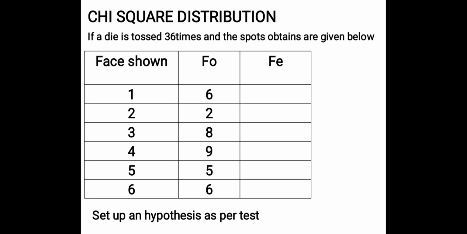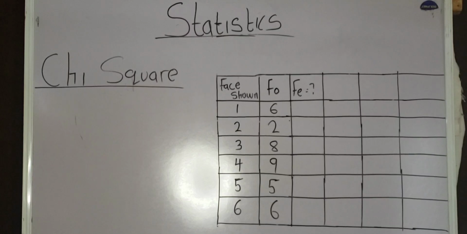In today's class, we're going to solve questions on chi-square distribution. If a die is tossed 36 times and the spots obtained are given below, we have the face shown and the spot obtained as F0. We are asked to set up a hypothesis test. Don't forget that chi-square distribution is a continuous probability distribution that is used in many hypotheses.